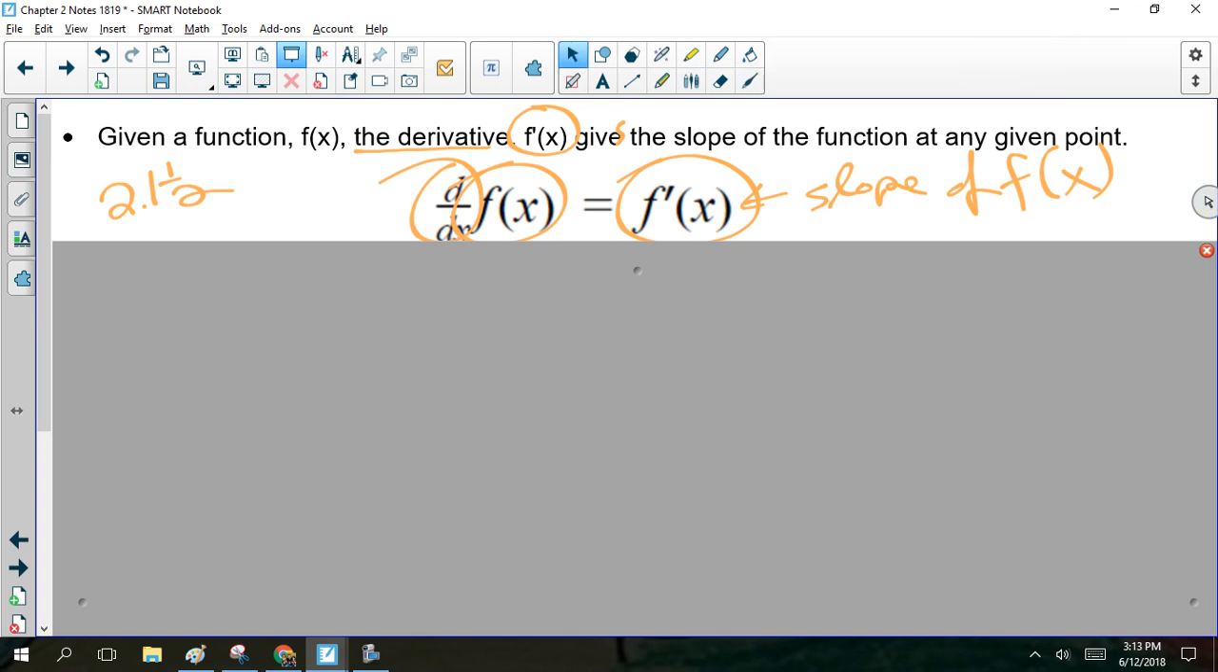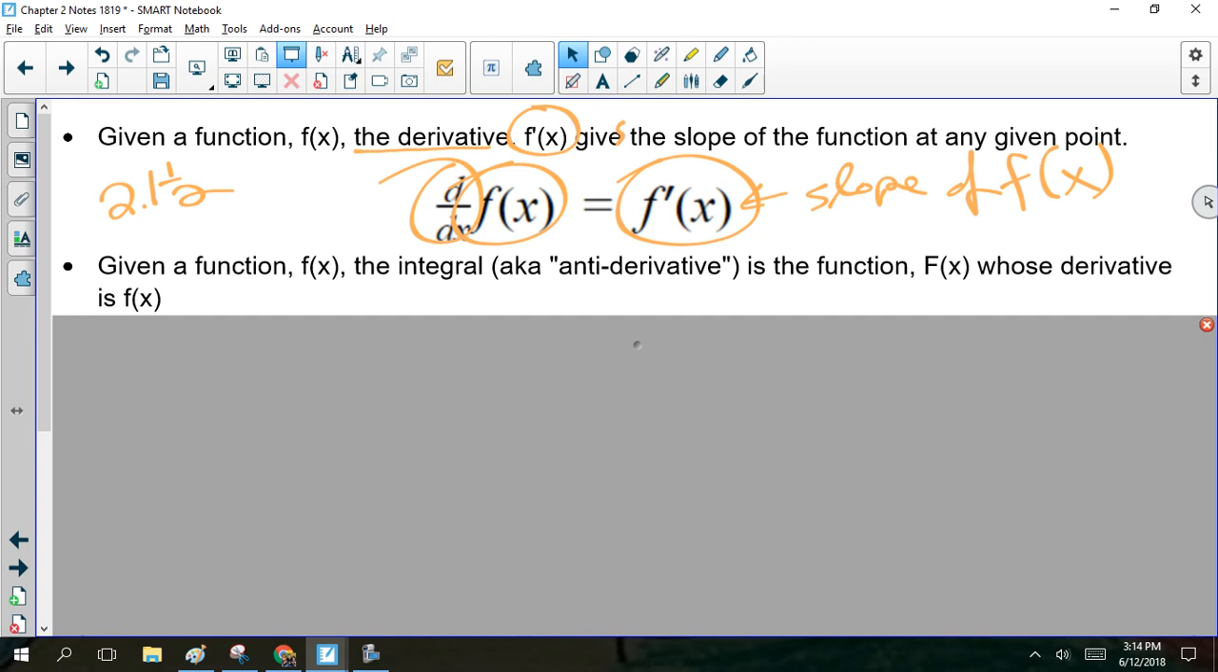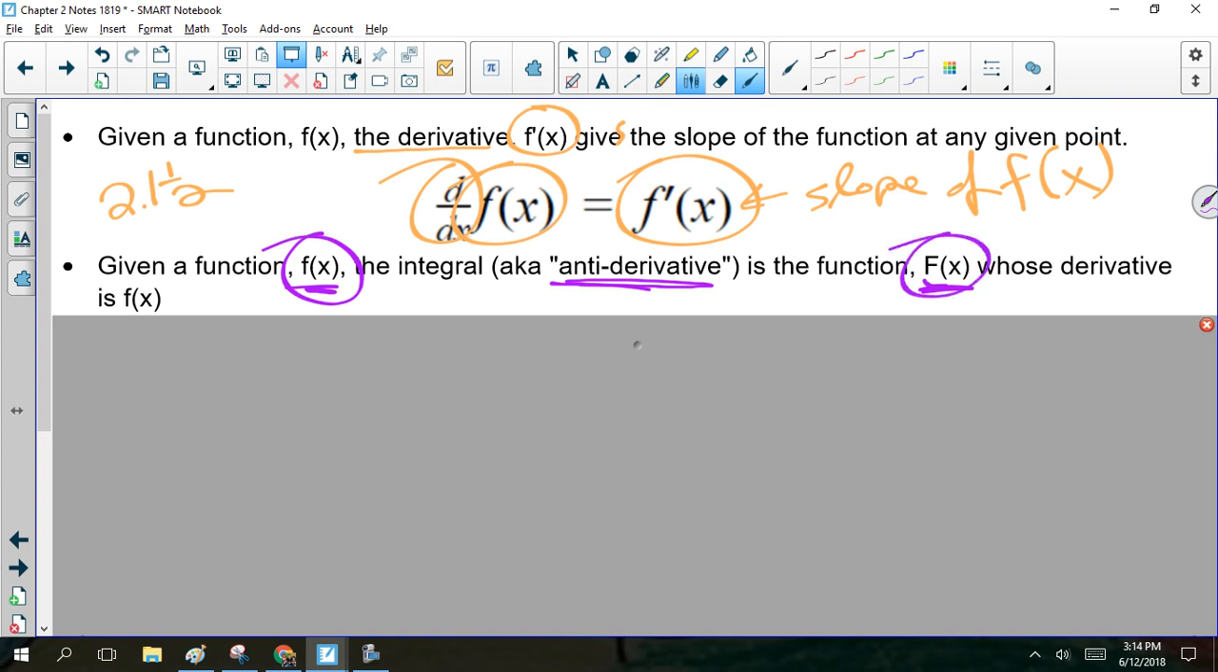Now, given a function f of x, once again, the integral of that function, also known as the antiderivative of that function, is some new function, which we're going to call capital F of x, whose derivative is f of x. So when I take the integral of little f of x, I'm looking for a new function, capital F of x, where if I take the derivative of capital F of x, I get my original little f of x.